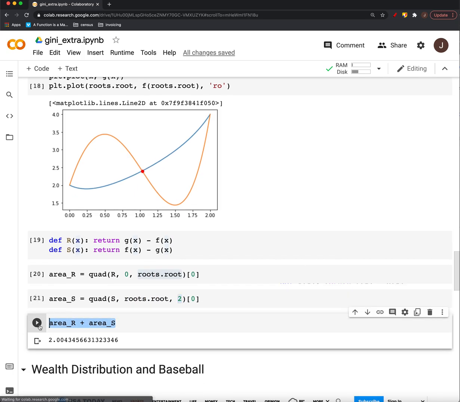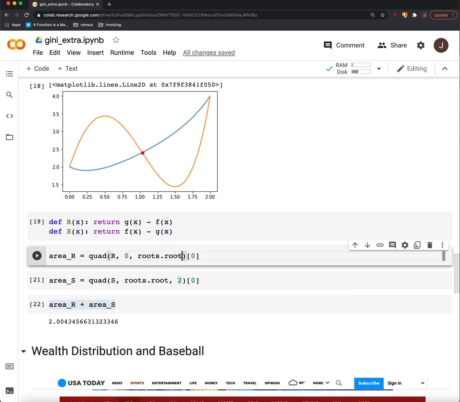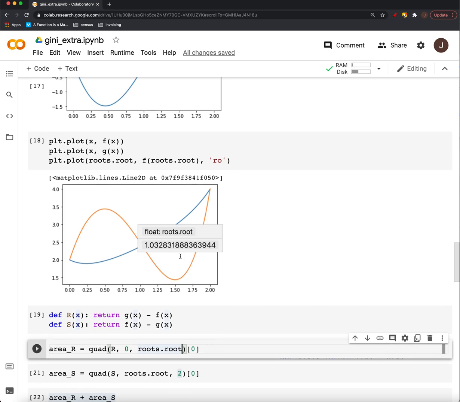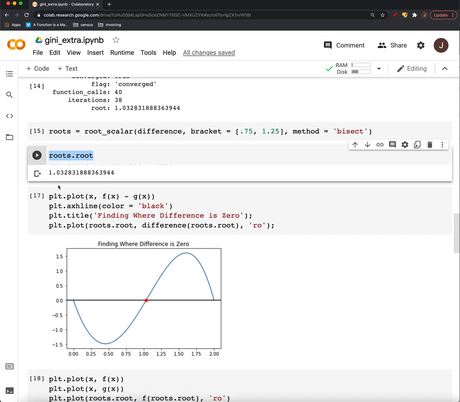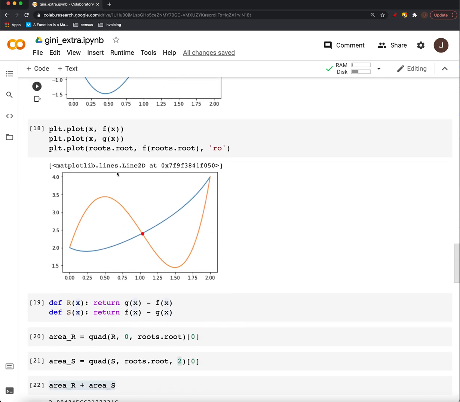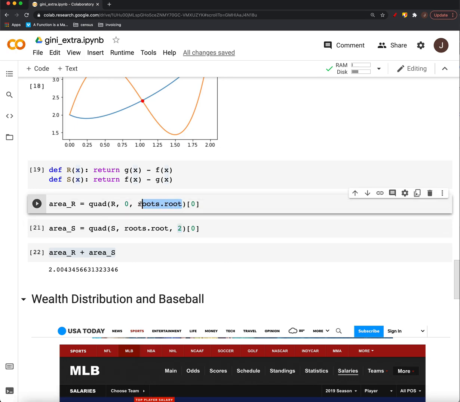When you add them together, the total area under R and S is 2.00. And again, this is because we saved the value of that root here. So we could have just the same copied the actual value and used it. This is the same as saying this.